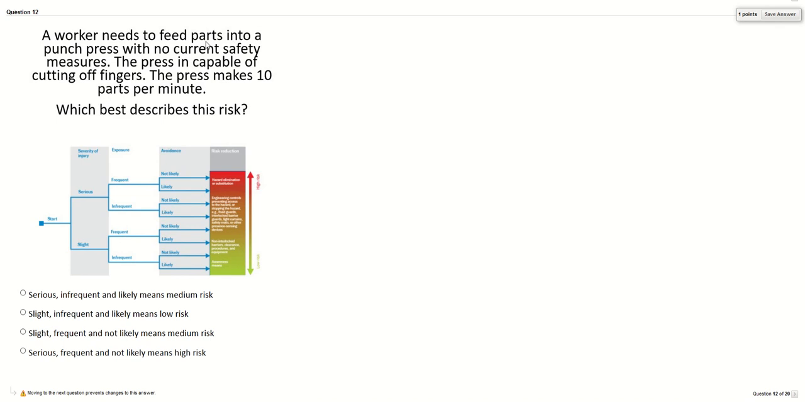Worker needs to feed parts into a punch press. No current safety measures. Punch press is capable of cutting off fingers. Press makes 10 parts per minute. This best describes the risk. So we're going to call that serious, frequent, because it's 10 parts a minute, so that's an every cycle type thing. Avoidance: I'm going to say not likely because you actually have to reach in there and grab the parts. So this is basically the highest risk we have here. Serious, frequent, and not likely means high risk.